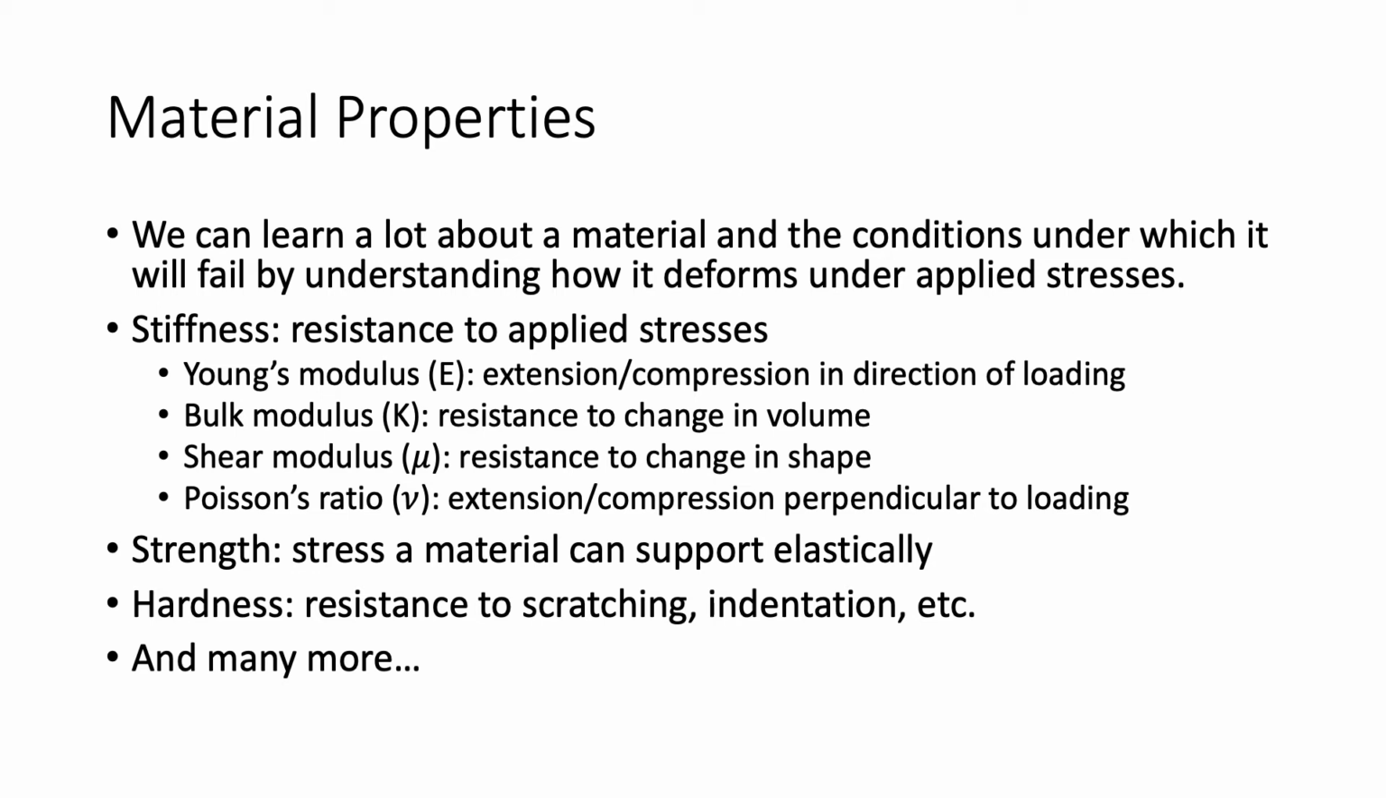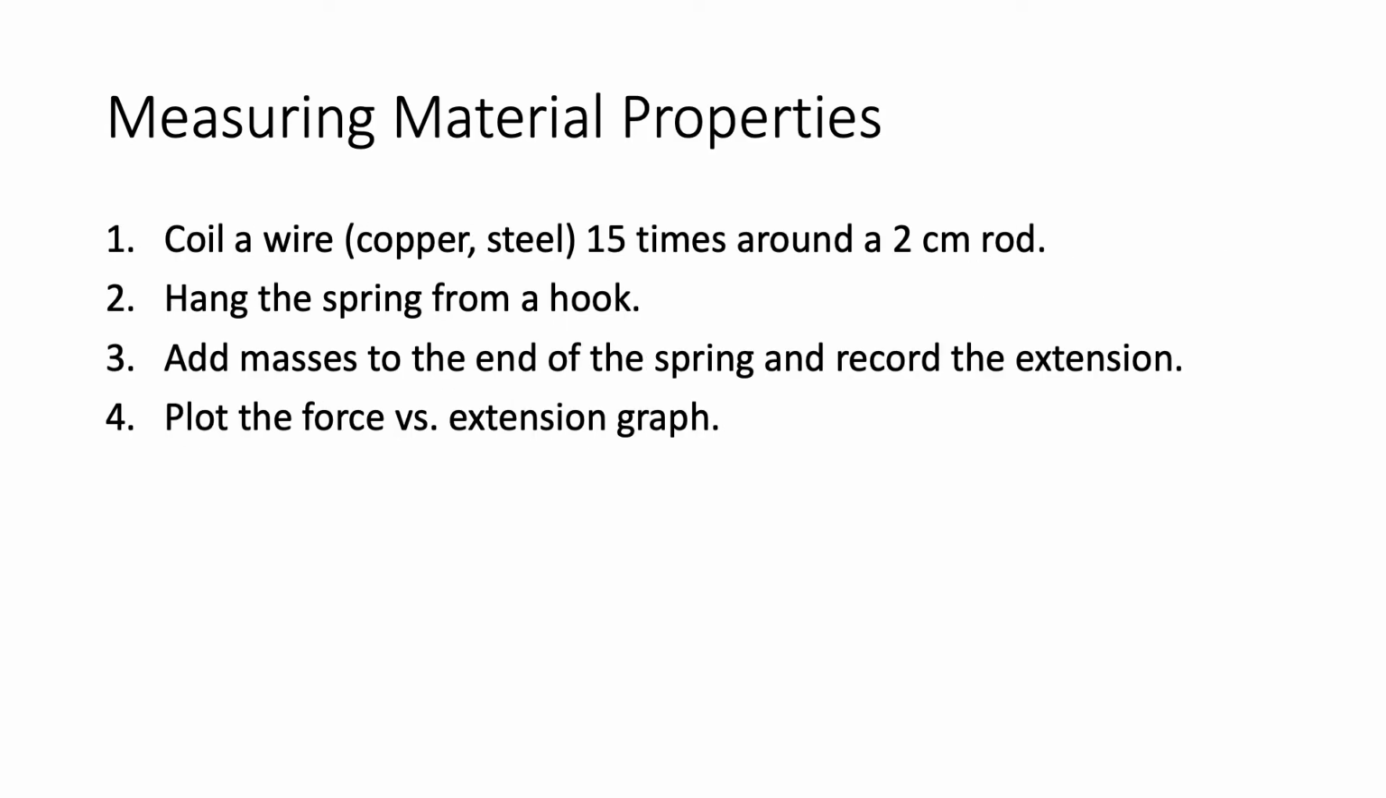So, in order to quantify the difference between those material properties of glass and concrete, we use things like the stiffness, or the resistance to applied stresses, the strength, the stress a material can support elastically, hardness, which is the resistance to scratching or indentation, and many, many more material properties. So with that background out of the way, we can now go through the hard work of measuring material properties and observing deformation types in a real example.